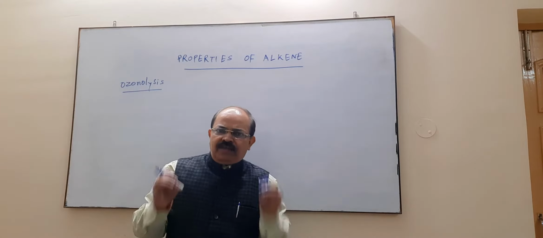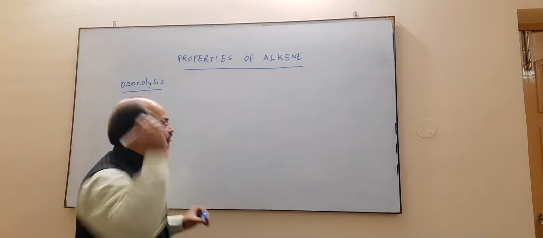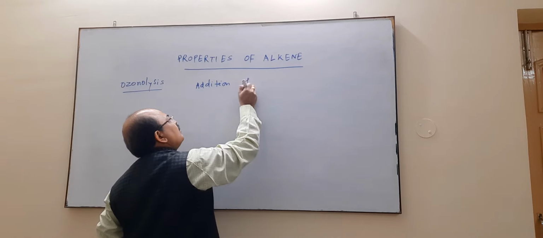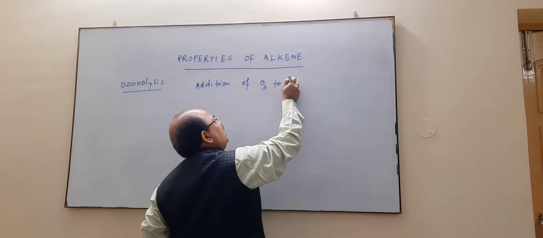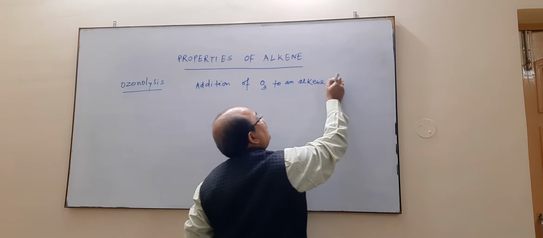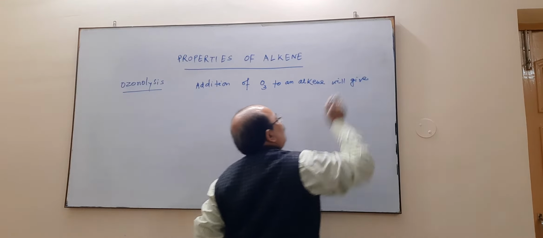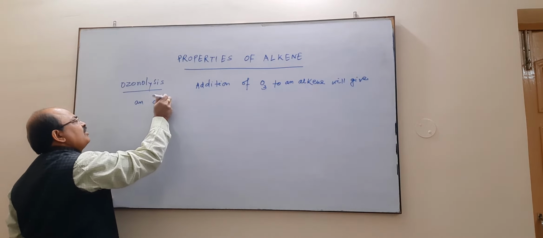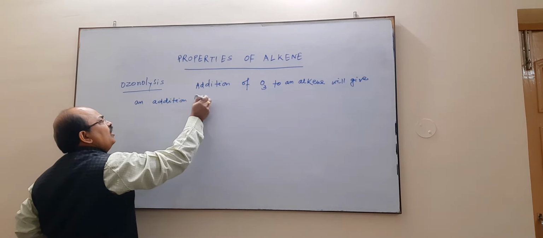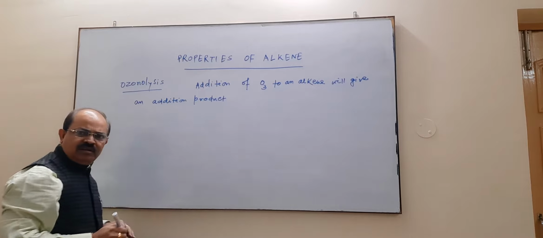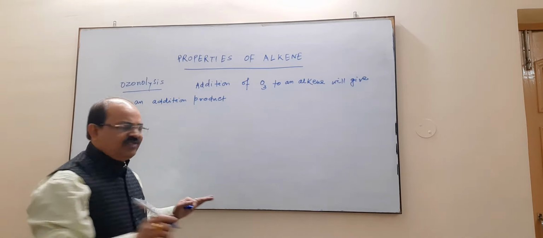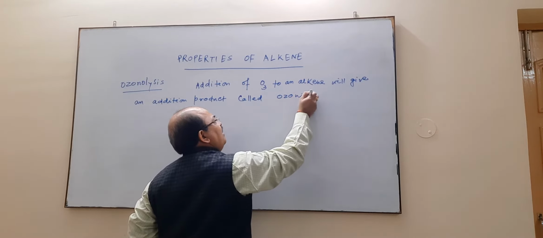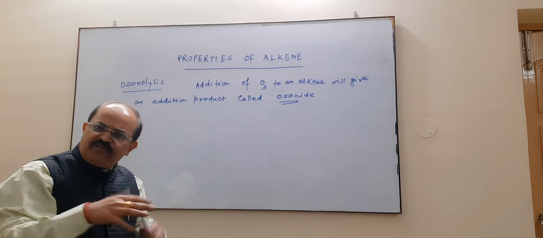So after all, what is this ozonolysis? Addition of ozone to an alkene will give an addition product, which is your less stable, or you can say unstable addition product called ozonide. So actually this ozonide is not very much stable.